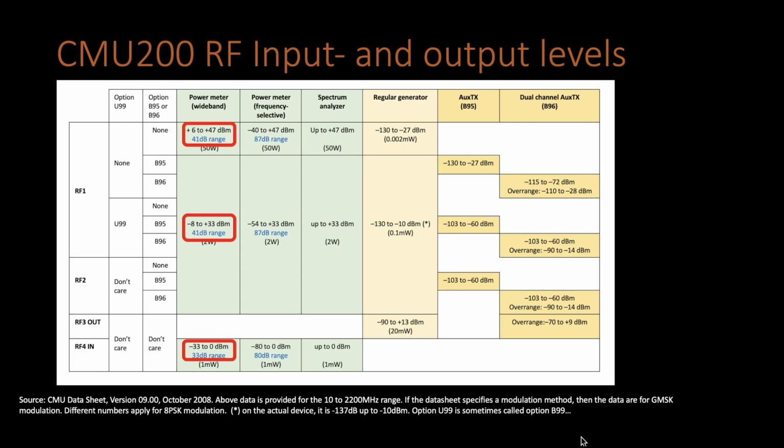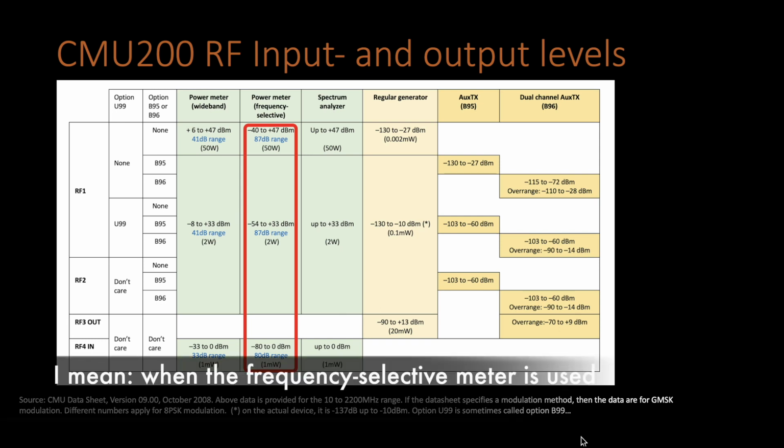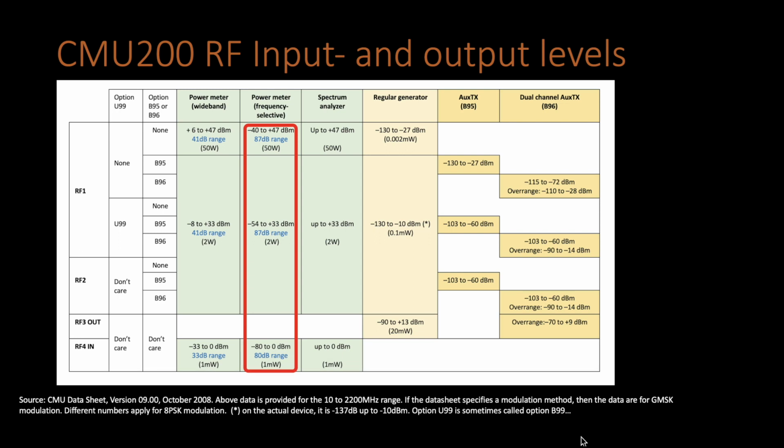So all over, this range is much more limited than the range of the device when the frequency selective measurements are being used, where this range is so much higher. It's almost 90 dB of measurement range. So where does that remarkable difference come from? The frequency selective power meter, by the way, has quite similar specifications to the spectrum analyzer, where no minimum is provided.